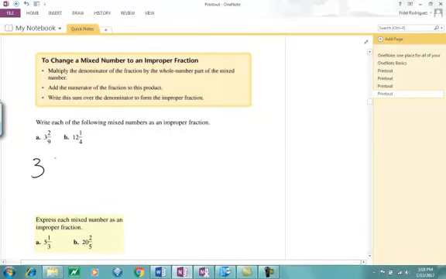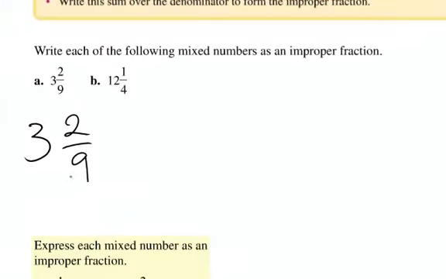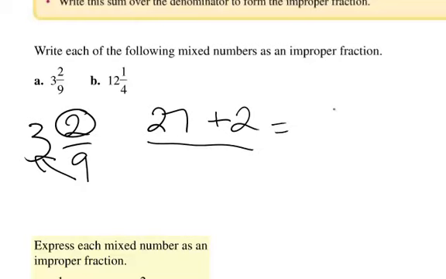Okay, so what that means, let me get my pen again. In the number 3 and 2/9, I'm going to multiply these numbers together. So 9 times 3 is 27. I'm going to take 27 and add the numerator that I have there. 27 plus 2 is 29. That number gets written over the original denominator that I had, over 9. So I now have 29 over 9.